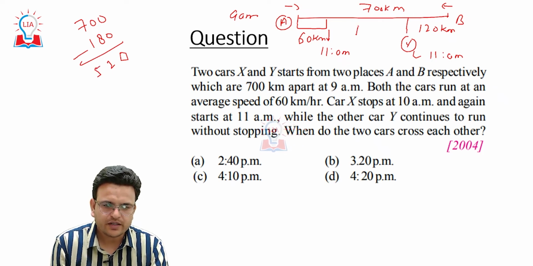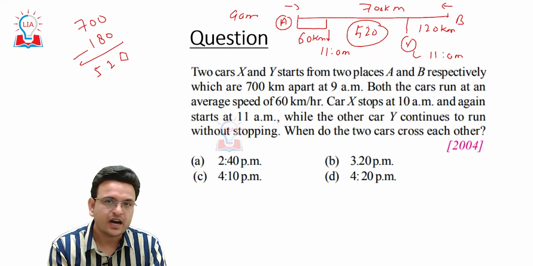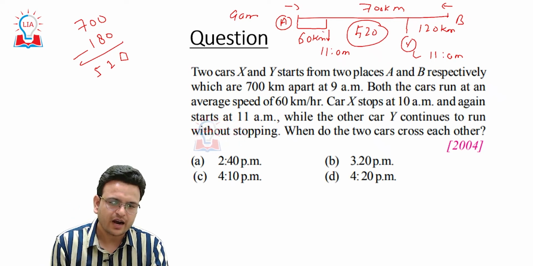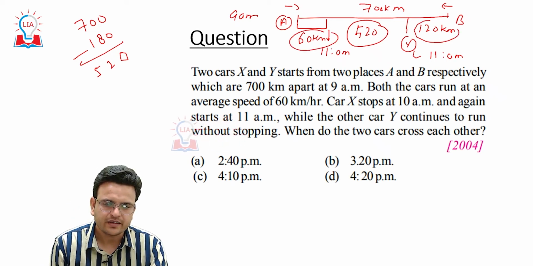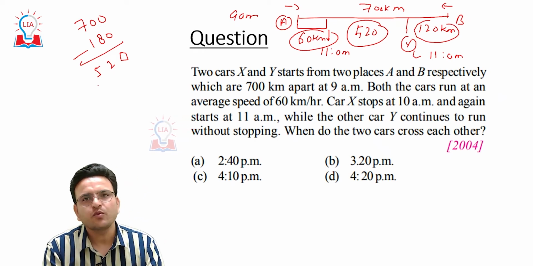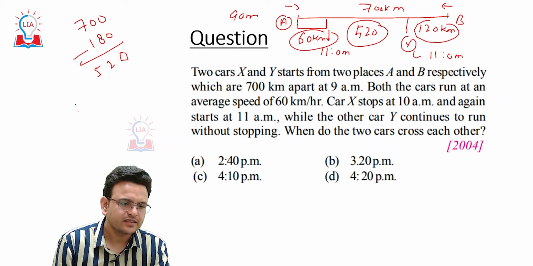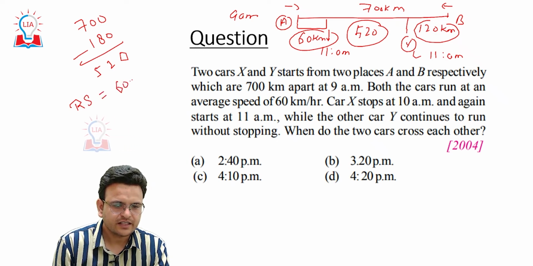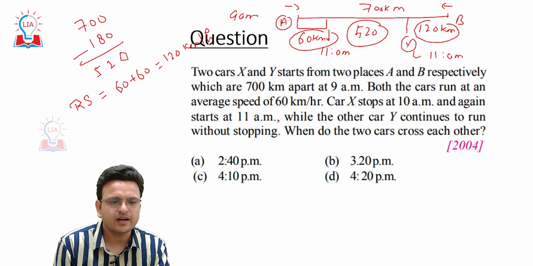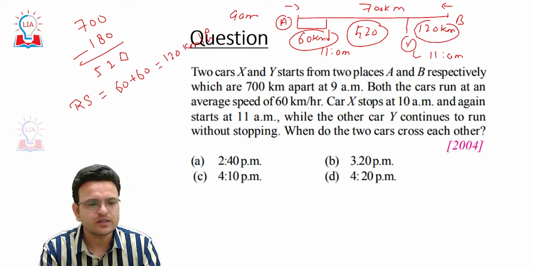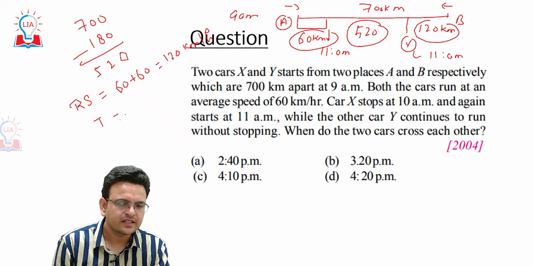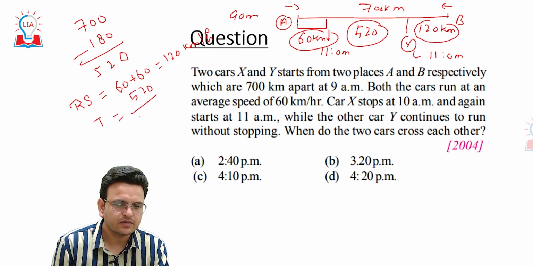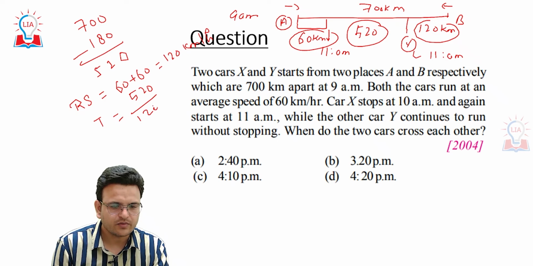So 520 kilometers has been left, which again will be covered by car A and car B. Both the cars are moving in opposite directions, then relative speed will be 60 plus 60. It becomes 120 kilometers per hour. Distance is 520. How much time will they take? They will take 520 upon 120.